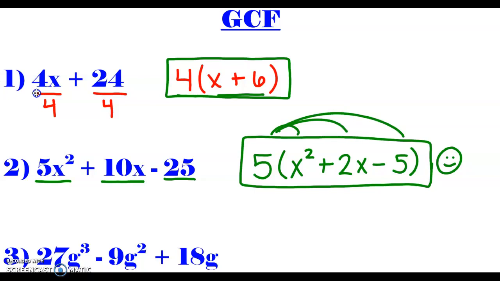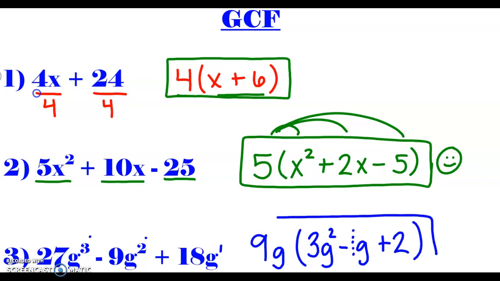Number 3, we have 27, 9, and 18. So the largest number would be 9. But then also, I noticed there are G's in every group. The first group has 3 G's, second group has 2 G's, and the third group has an invisible 1 G. So I can also take a G out of all the groups. So I end up with, if I take 9G out of everything, 3G squared minus 1G, put the 1 or not if you want to, plus 2. All right, so that's a little review on greatest common factor.